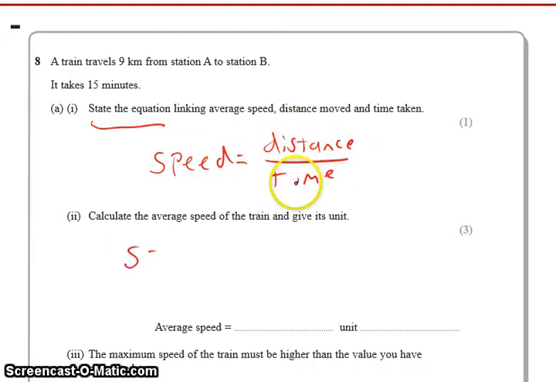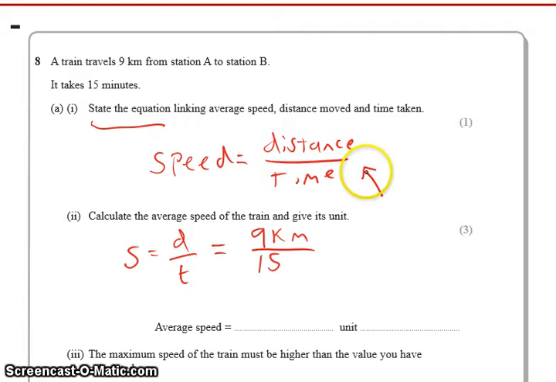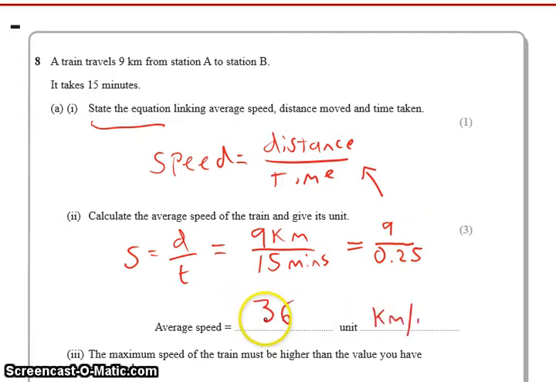Okay, so we've got our speed equals distance over time. You're not going to get a mark for that equation because you've already given it here. The distance travelled is 9 kilometers and done in 15 minutes. Now when it comes to giving your answer, there's a range of units you could use. I'm going to choose to put it in kilometers per hour, so that would be 9 kilometers divided by 0.25 hours. Now that gives me an average speed of 36 kilometers per hour.